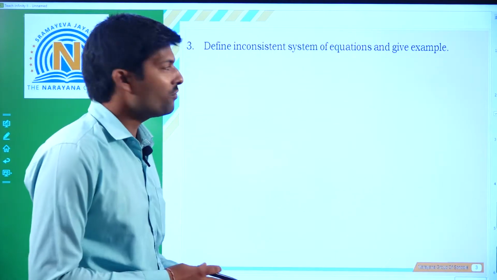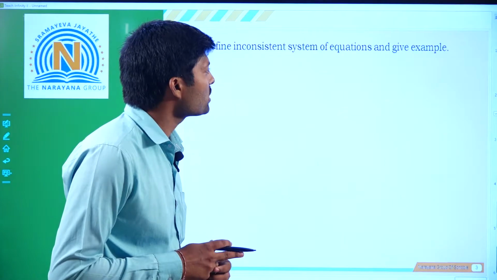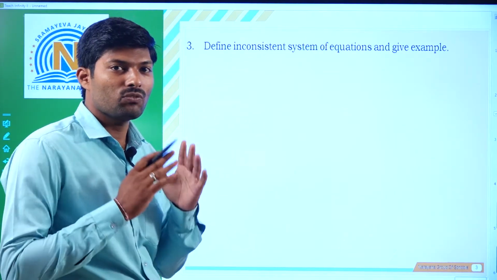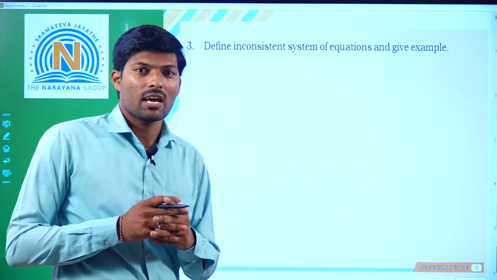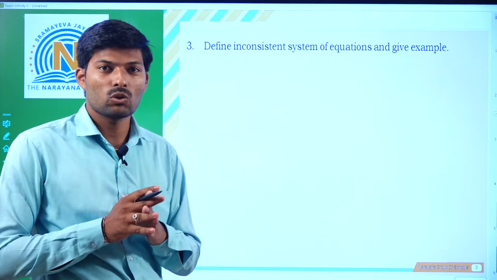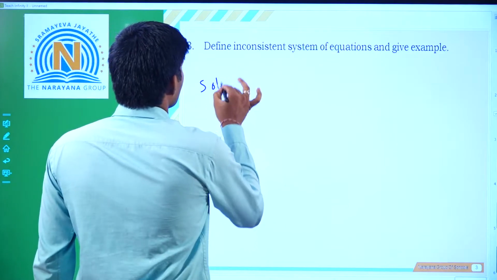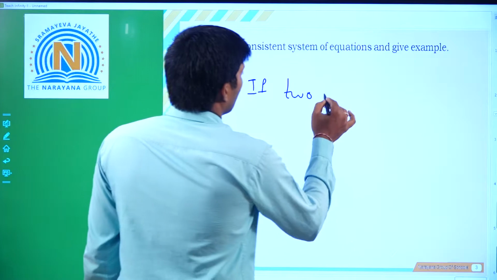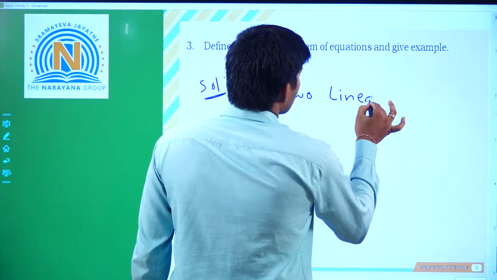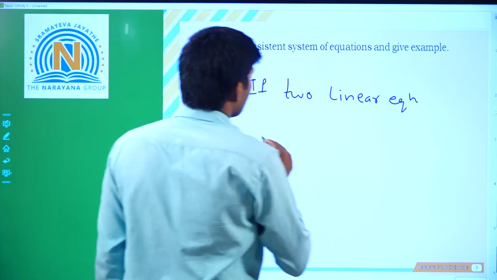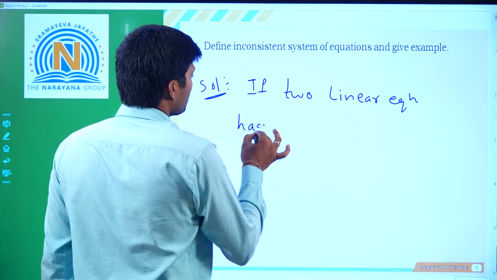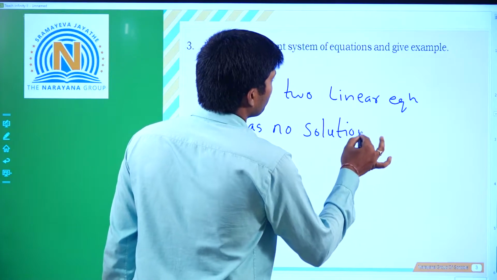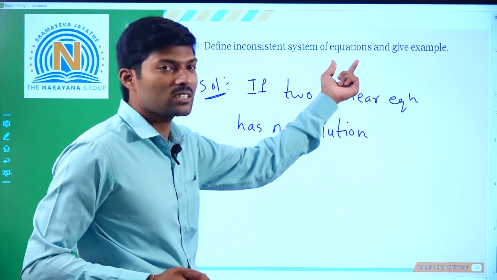Yes, third one, define inconsistent system of equations and give example. So, what is an inconsistent system of equations? If a pair of linear equations has no solution, then we call it an inconsistent system of equations.